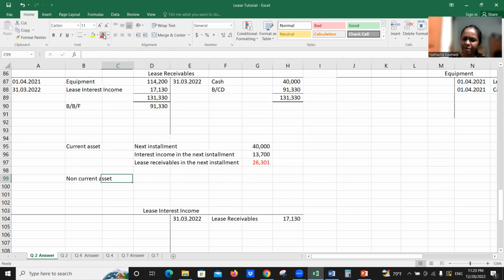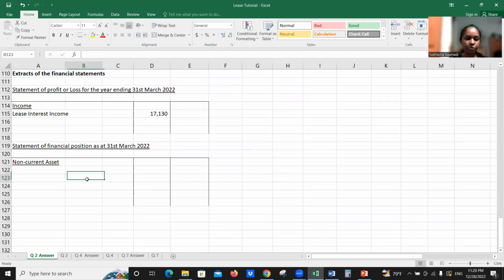Then what about the non-current asset? The total asset would be the 91,330 lease receivable. Out of 91,000, you will be receiving 26,301 in the next year. Then the non-current portion would be 65,030. Okay, so how to write this?